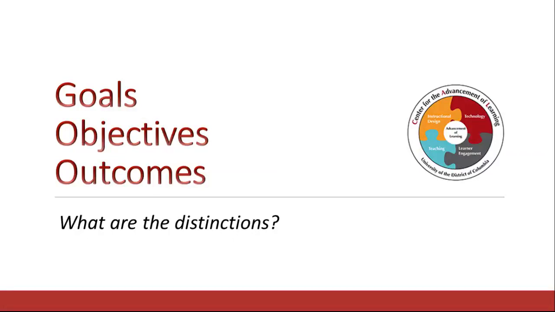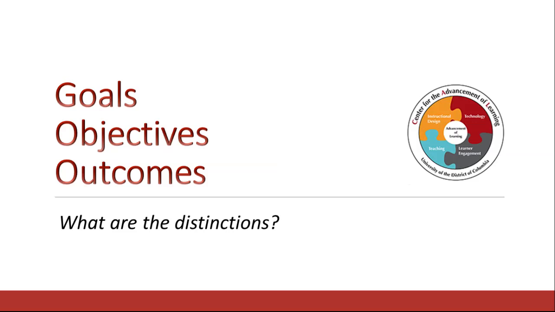Hi everyone. This is a short presentation on 3 terms that are frequently used in instructional design and assessment efforts: goals, objectives, and outcomes. It's important to differentiate between these terms because they are sometimes used interchangeably, which can cause confusion. However, these terms, both on their own and in alignment with one another, can be incredibly useful when used well.